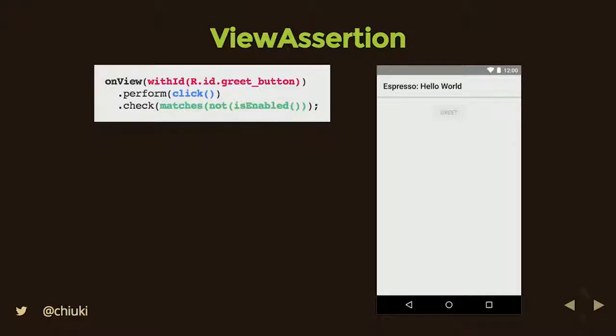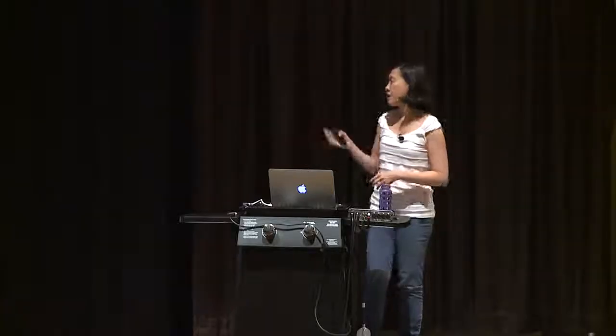So in Espresso, you can also combine different view matchers and assertions. In this case, there's a built-in function called isEnabled that I can use to verify that the button is enabled. There's no function called isNotEnabled.